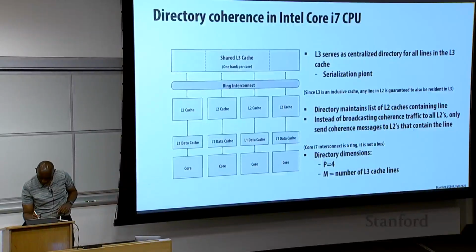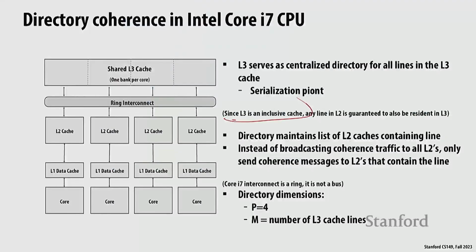So L3 is an inclusive cache. And then for each of the cache lines in the L3, we have a directory. The directory in this case you can think of as 5 bits: a bit for processor 0, processor 1, 2, and 3, and a dirty bit.